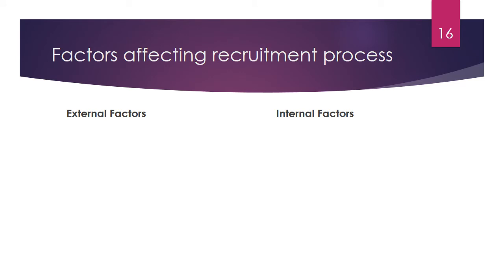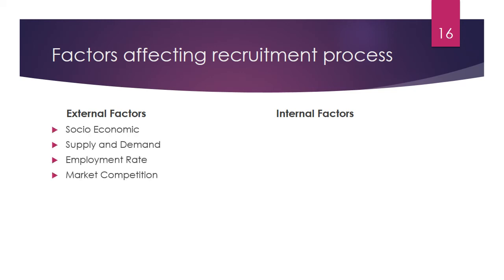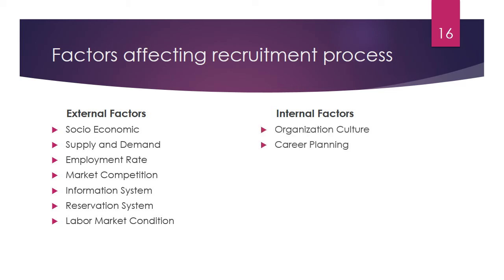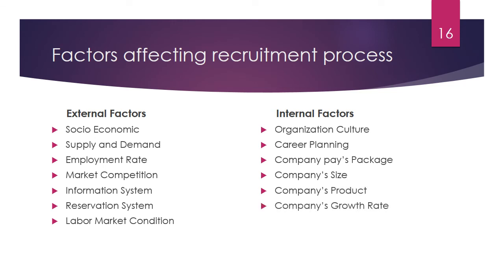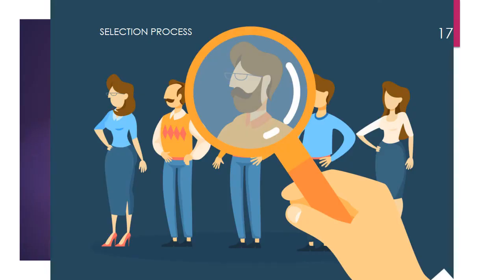Factors affecting recruitment process. There are two factors, external factors and internal factors. Socio-economic supply and demand, employment rate, market competition, information system, reservation system, labor market conditions. These are the external factors. In case of internal factors: organization culture, career planning, company pay package, company size, company's product, company's growth rate, cost of recruitment and work type. These factors affect recruitment. Now next point is selection.